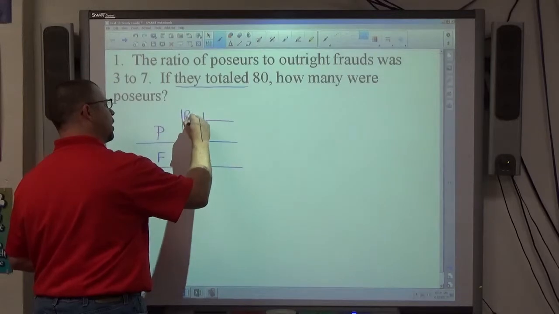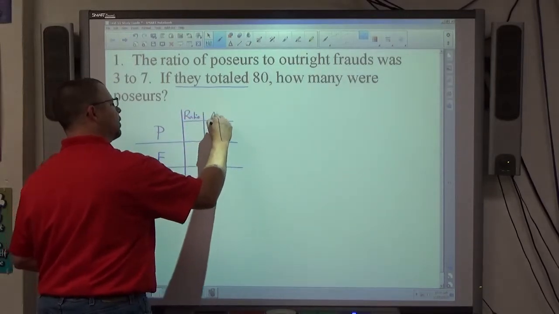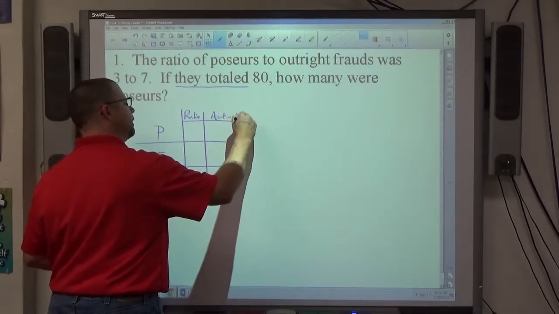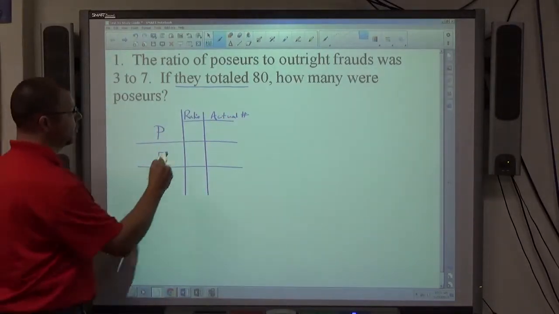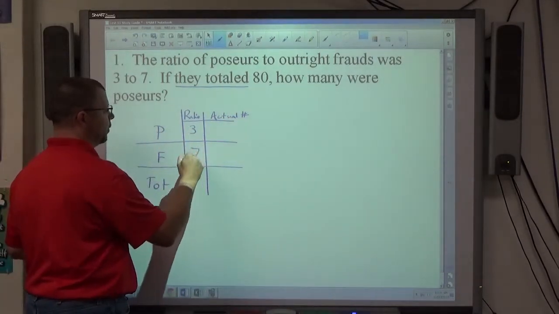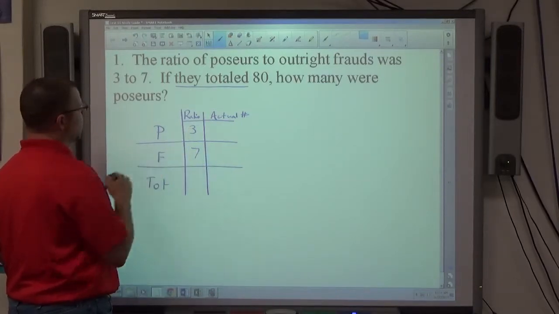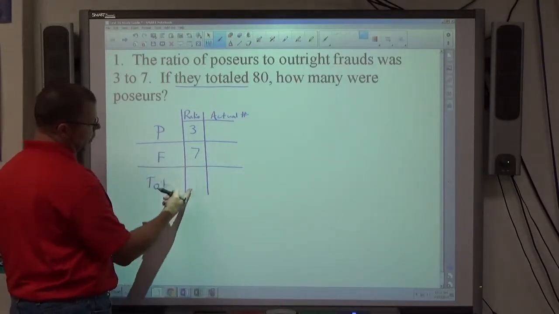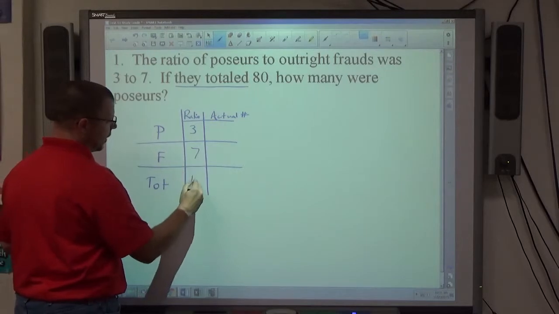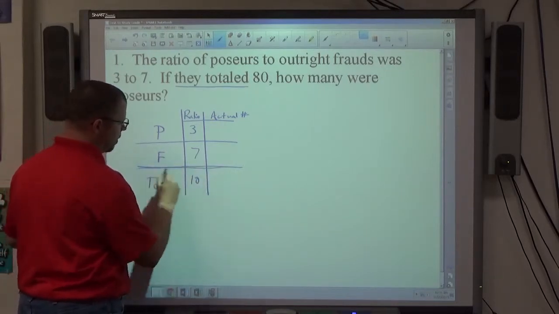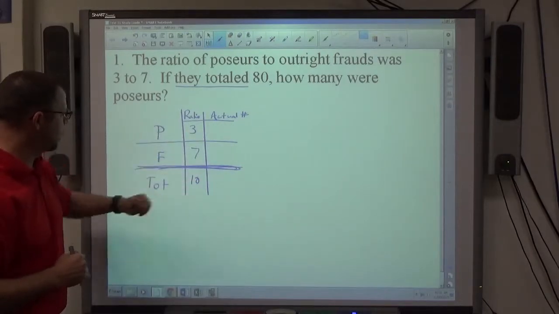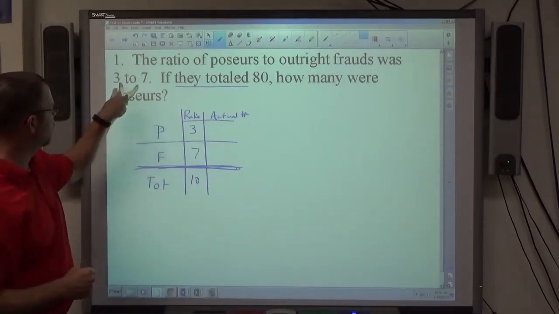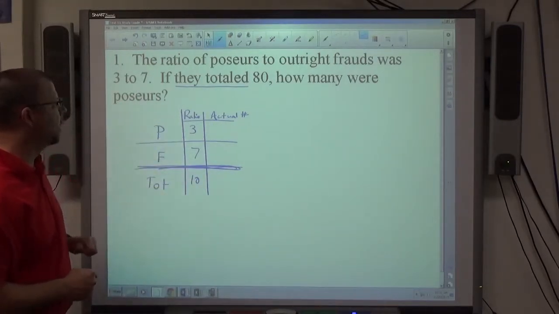make a ratio column and an actual number column. We can see the ratio of posers to frauds was 3 to 7. So posers first, 3, frauds second, 7. And the total, if we add the ratio numbers up, makes 10. So again, maybe make this bar a little thicker and know that we're adding up things on the top to make the bottom. So 3 and 7 are the numbers they give us. They add up to 10.